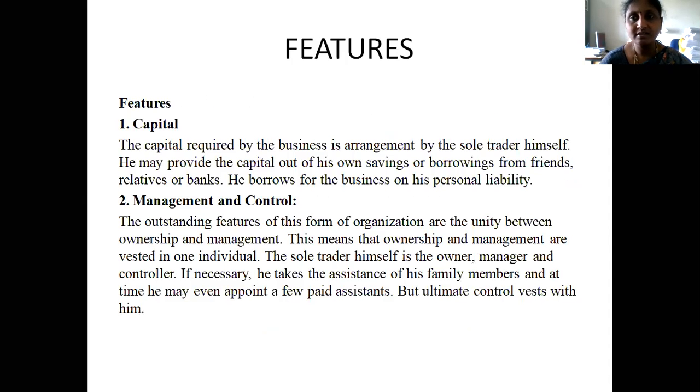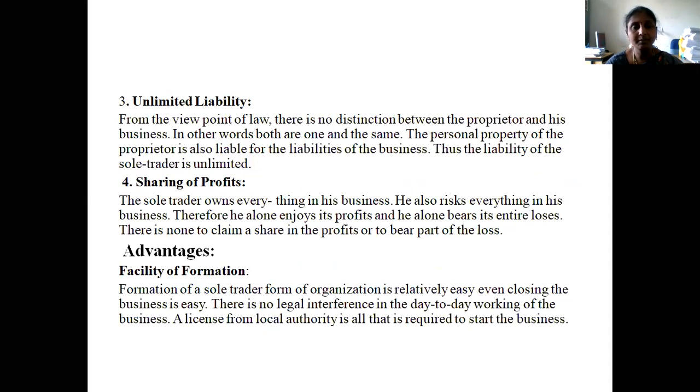So features we have discussed in the last class, that is capital, management and control, unlimited liability, sharing of profits. Up to that we have discussed in the last class. So now we are going to discuss what are the various advantages of the sole trading business. So many of you are interested to do the business. So it is also a good idea.